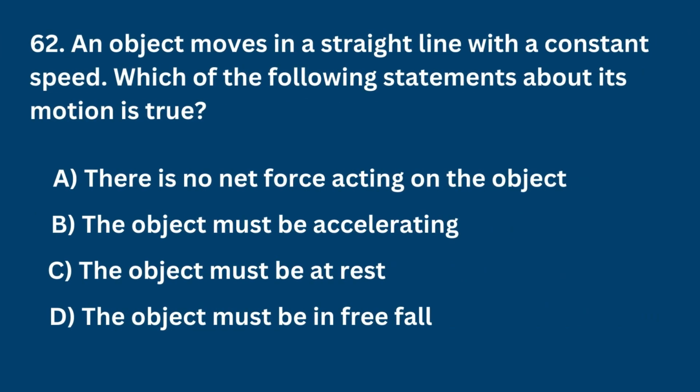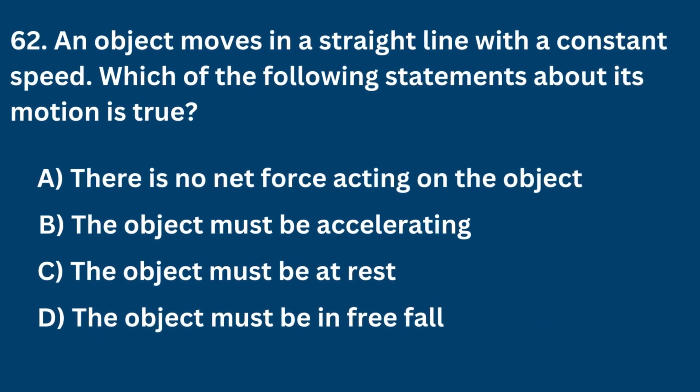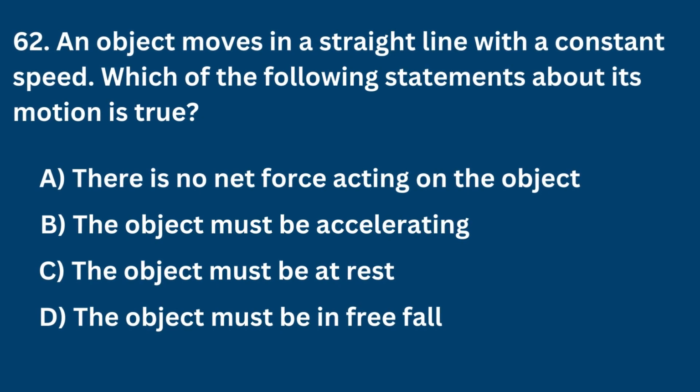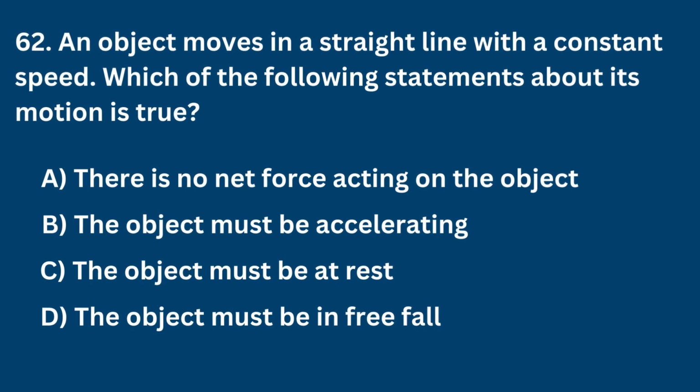An object moves in a straight line with a constant speed. Which of the following statements about its motion is true? The options are A. There is no net force acting on the object. B. The object must be accelerating. C. The object must be at rest. D. The object must be in free fall.